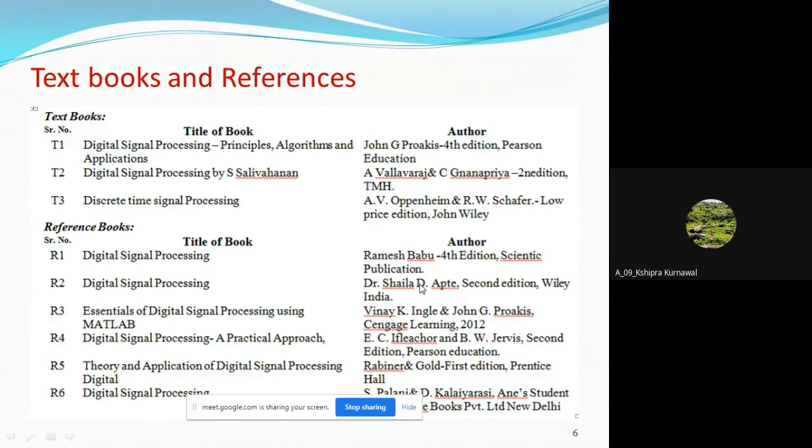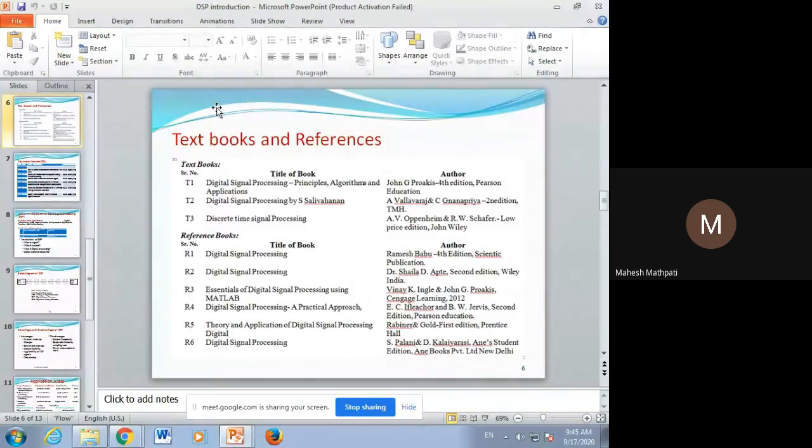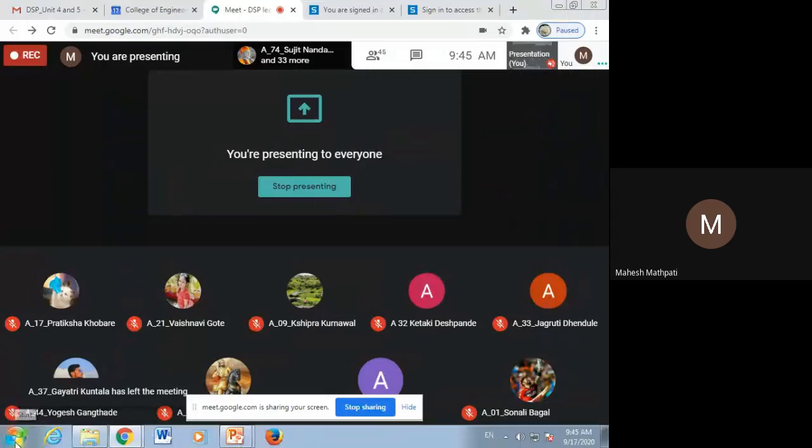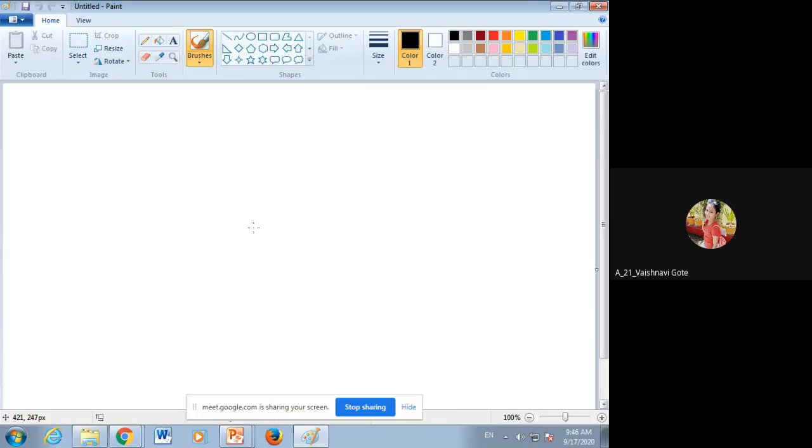Now let's move to the further part. As I have done at the start of Unit 5, I have given the difference between FIR and IIR filter. Yes or no? What is the difference? What is the full form of IIR filter? Can anyone tell me? Infinite impulse response filter.